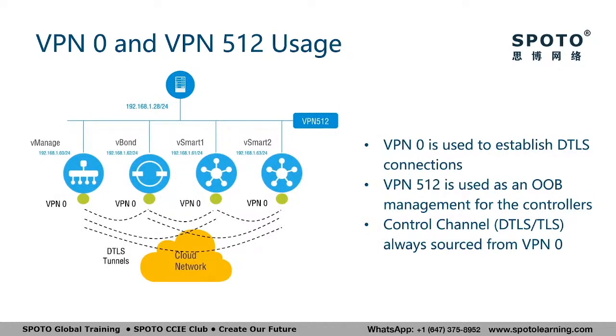For the interface usage, VPN 0 and VPN 512. VPN 0, as we said, this is used to establish DTLS connection. This is for the service control. VPN 512 is used as an out-of-band management for controllers. And the control channel is always sourced from VPN 0, encrypted by DTLS, like the diagram shows here.